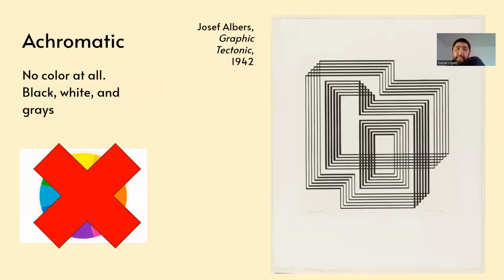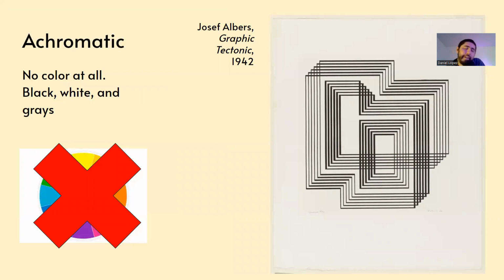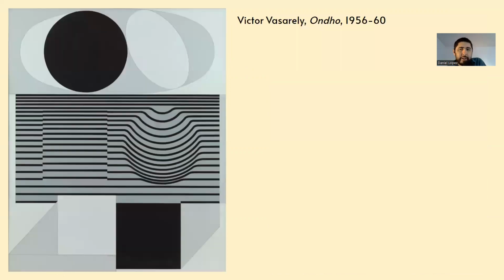So achromatic, that means no color at all. A fun fact that you can use at parties to make people not like you is when someone says something's monochromatic, when it's just black and white, you could say, nope, actually it's achromatic. Don't do that. Honestly, if someone says something's monochromatic when it's black and white, just be okay with it. But if you want to be technical, yeah, it's achromatic. It doesn't have any color at all. So black, white, and grays.